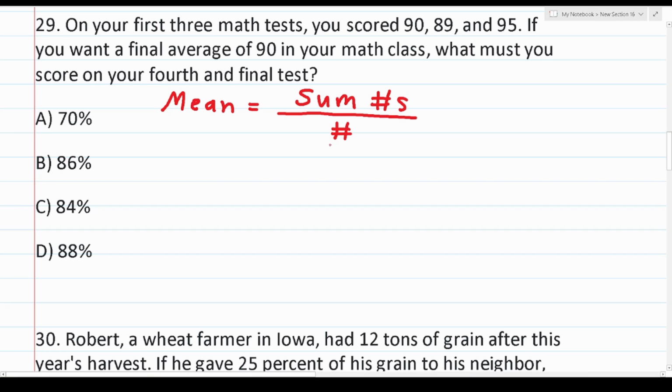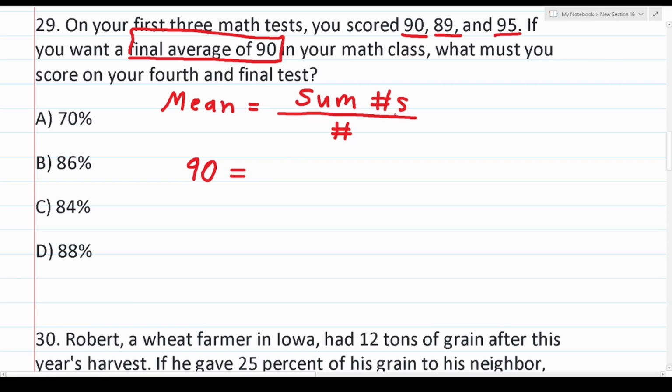But in this case, we're going to have to make a few adjustments to that because we're given scores on 3 of the math tests. The score on the 4th math test is unknown, and we know what we want our final average to be. So in light of that, let's go ahead and plug things in accordingly. We want our final average, our mean, to be 90. So I'm going to write 90 instead of mean over here. Again, that's what we want our average to be.